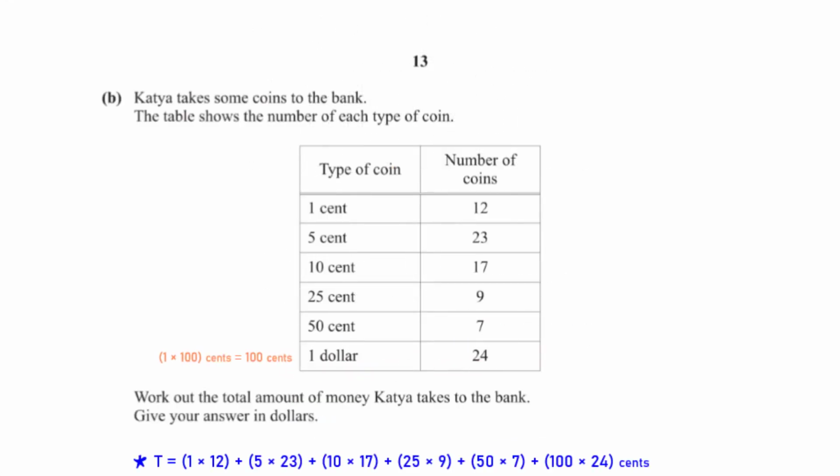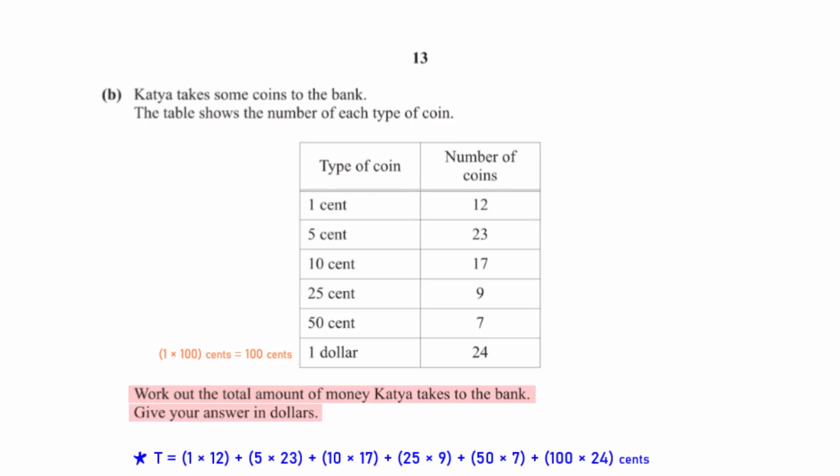Katia takes some coins to the bank. The table shows the number of each type of coin. Work out the total amount of money Katia takes to the bank. Give your answer in dollars.